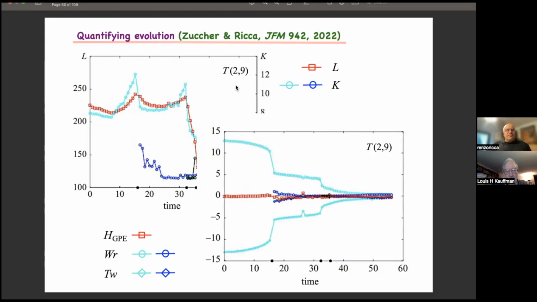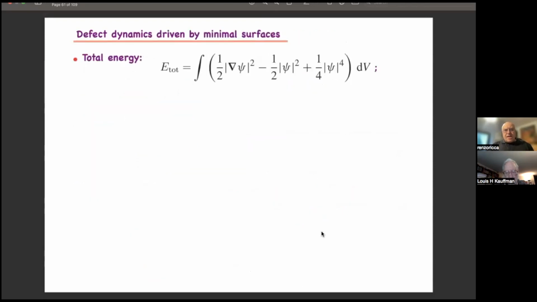A further confirmation of helicity is obvious at this stage because the work is 22. So we just confirmed that writhe jumps through when we go through this reconnection, and is compensated by the rise of a total twist. Okay, let me go on to something else.